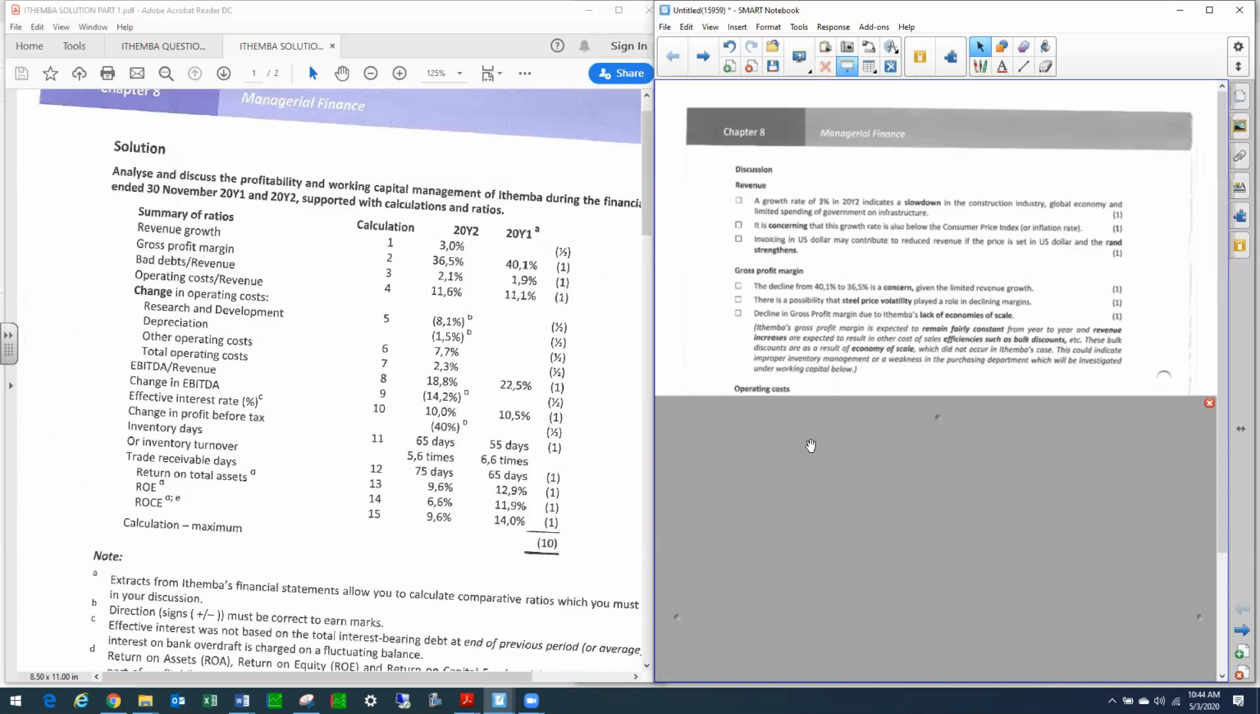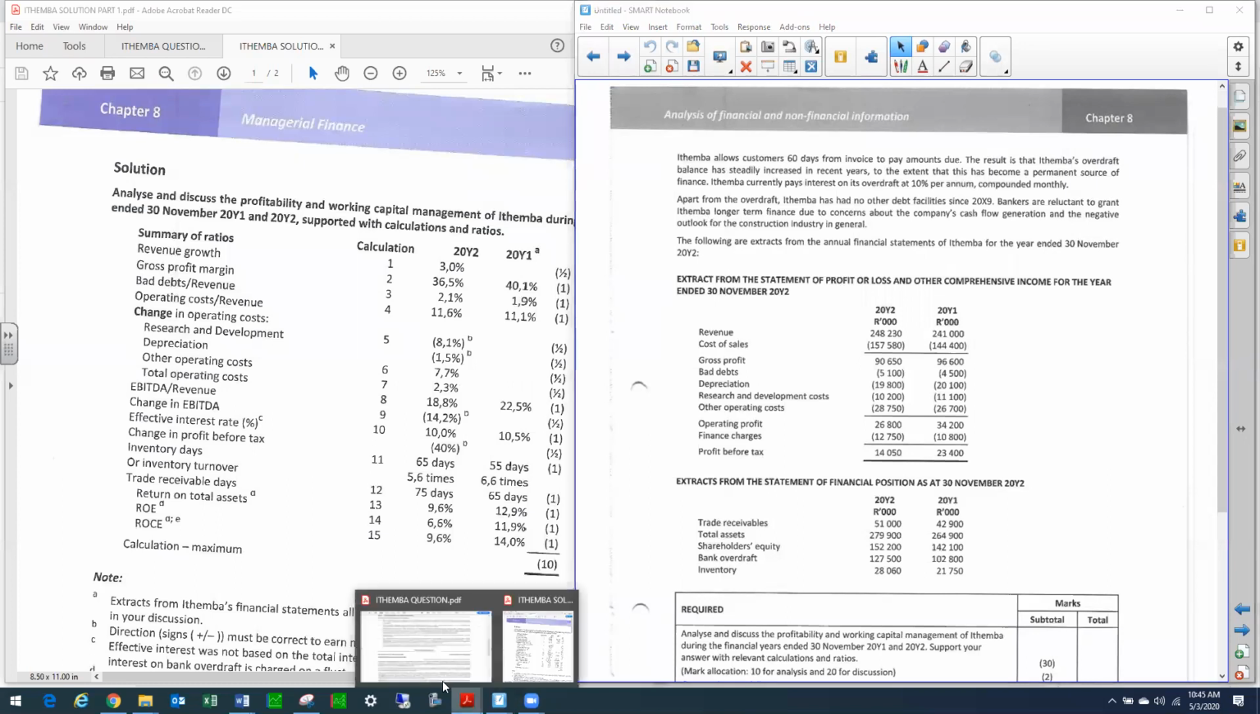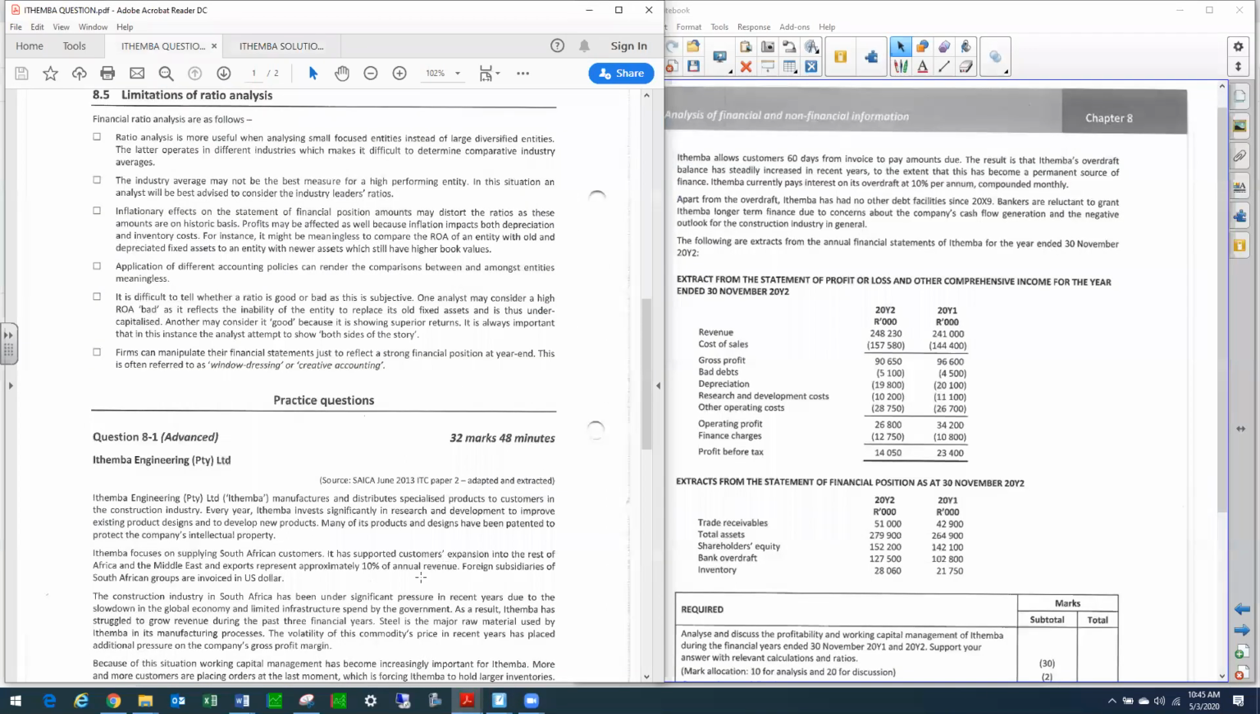Okay, next one. Operating costs, guys. What are we going to do with operating costs? Come, let me do the first one. Research and development has gone down by 8.1%. This is a concern because what did we do inside the question? It says, every year Ithemba invests significantly in research and development to improve existing product designs and develop new products. Many of its products and designs have been patented to protect the company's intellectual property.